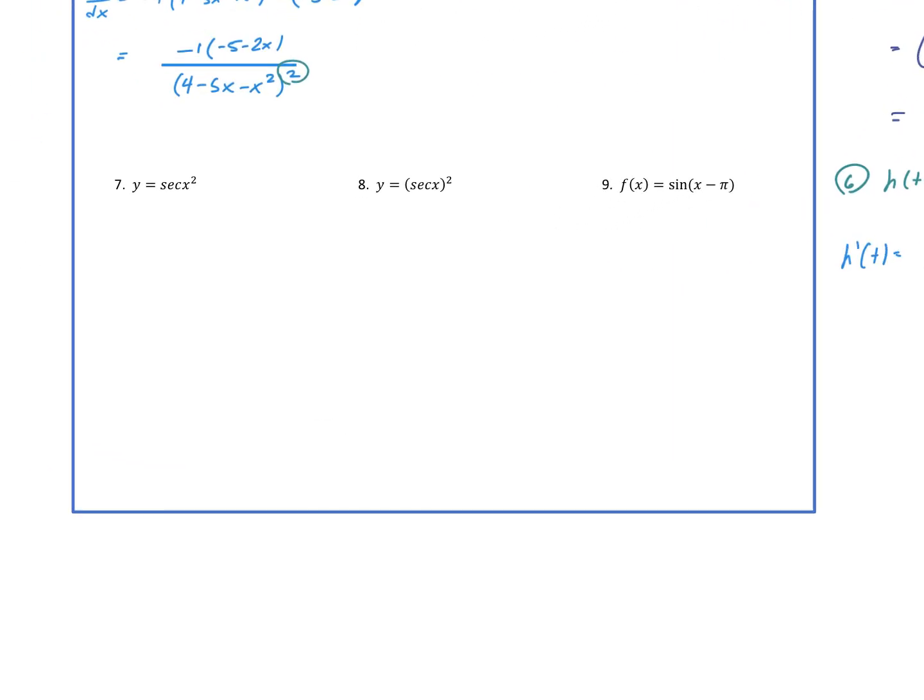But moving along here, now notice the difference between 7 and 8. This is really important. Number 8 was this. This is very common for chain rule. You would be expected to know how to do this.